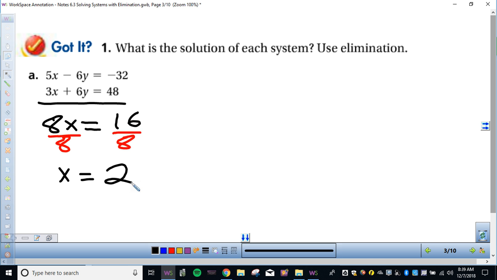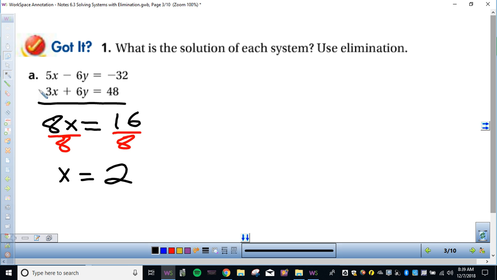Question. Whatever the signs say, right? So negative 32 plus 48. Like this is negative 6 plus 6. This is 5 plus 3 because they're both positive. So just look at the signs and do what those tell me to do. Okay? Like if these two are flipped, technically you're subtracting.